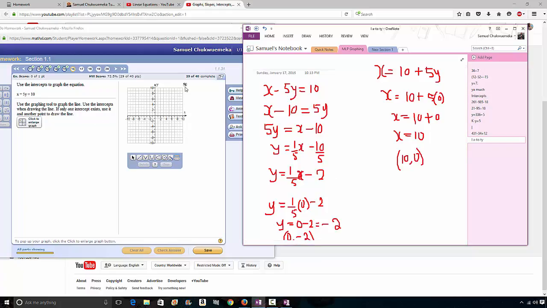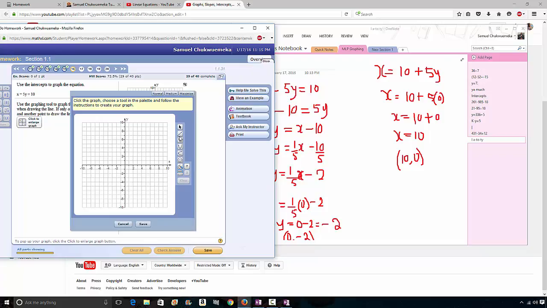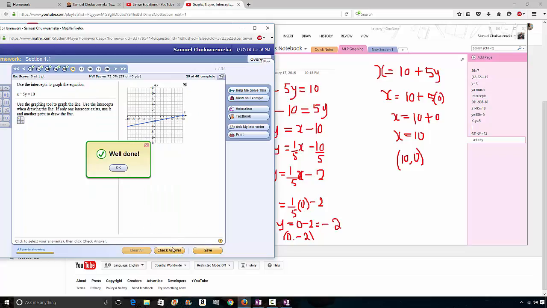So I come over here, get my line, 0 and negative 2 is right here, and then 10 and 0 is right here. There you go. Save. Save right here. And then check answer. Okay. All right.